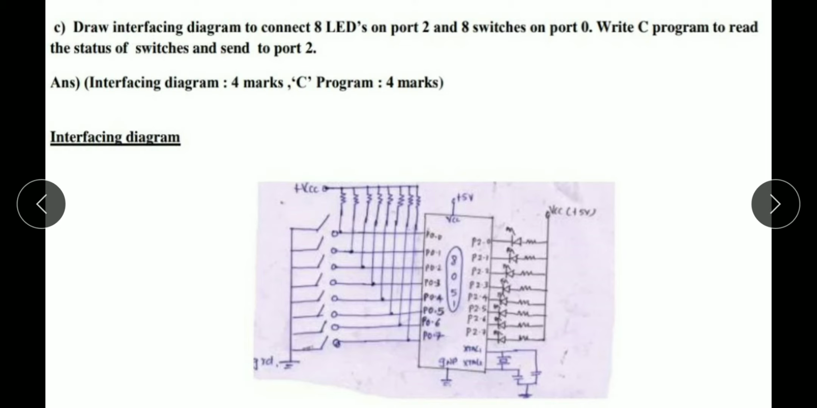After that, draw the interfacing diagram to connect the 8 LEDs on port 2 and 8 switches on port 0. Means we have to connect all the 8 switches to port 1.